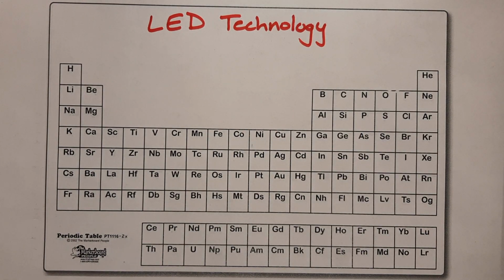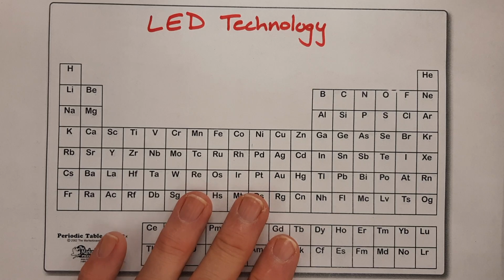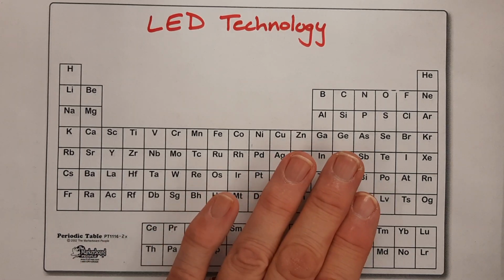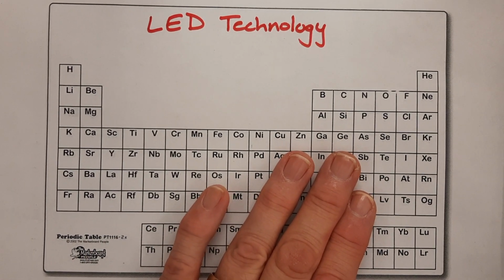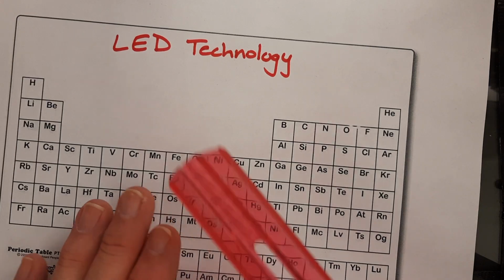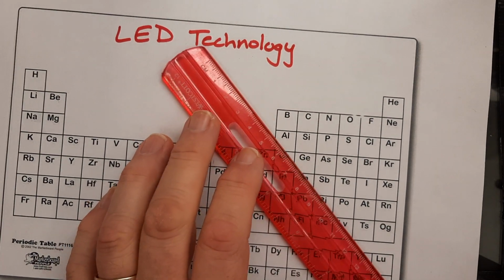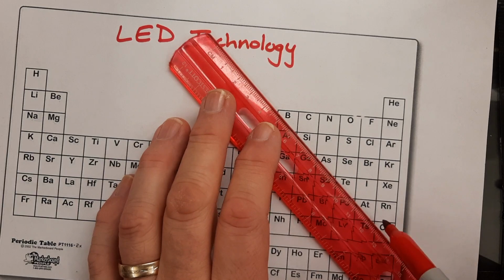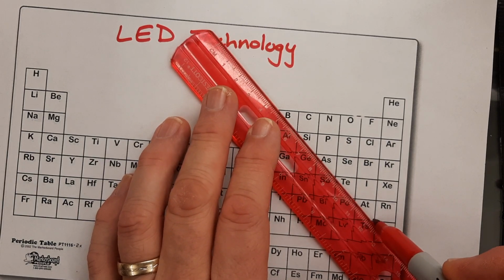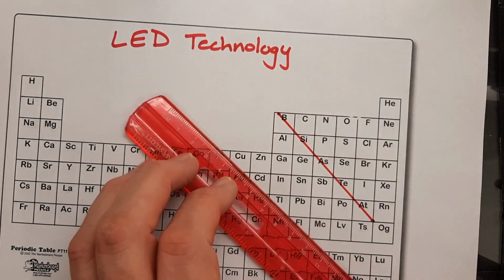Let me think about this. One of the big ideas is that our modern electronics uses metalloids. Now, what are the metalloids? The metalloids here are pretty much right along this line.